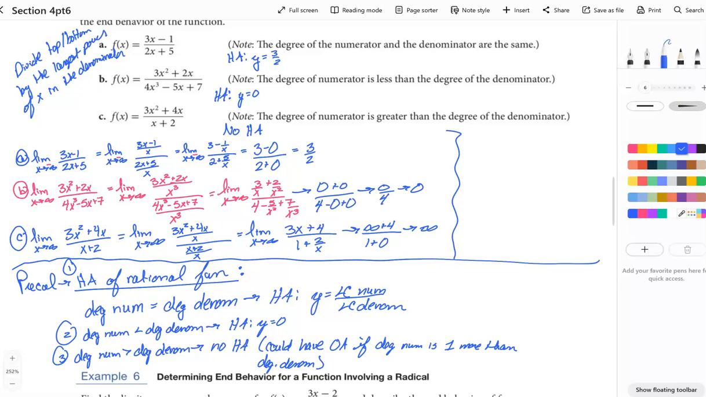But remember, the degree of the top is bigger than the degree of the bottom. We do not have a horizontal asymptote, but we can still tell what's happening on the right and on the left. This is part C.